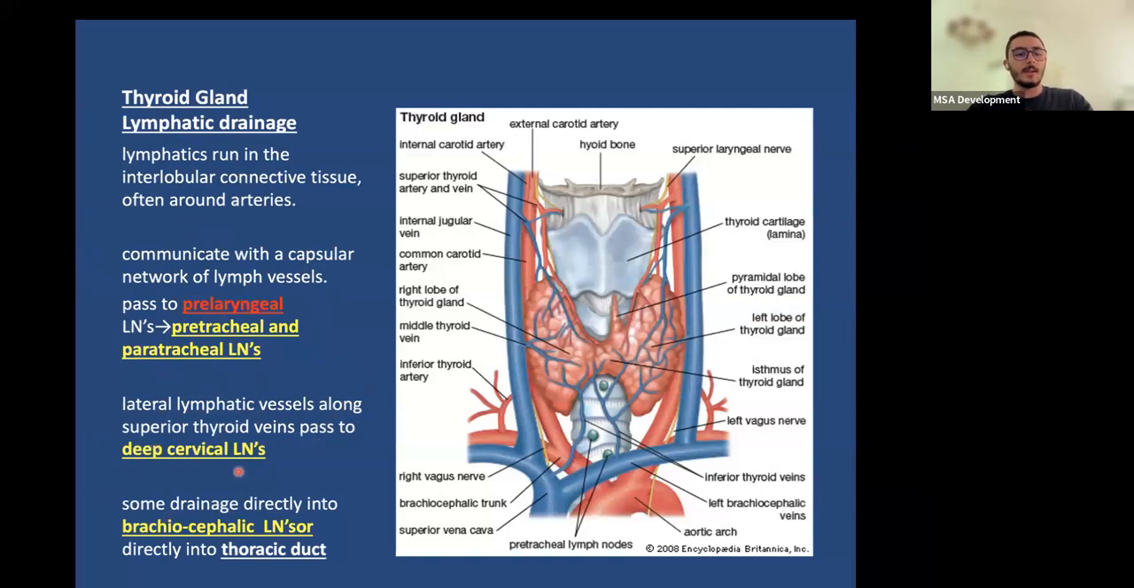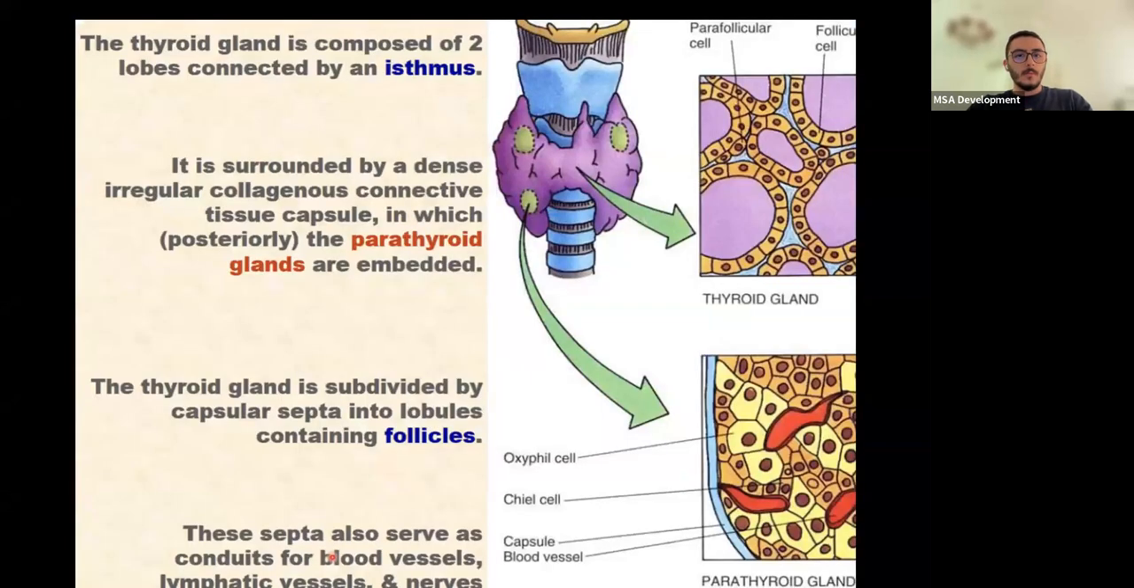Basically, just memorize that all of these yellow ones are the lymph nodes that drain the thyroid gland, and then they end up directly in the thoracic duct. This is basically trying to introduce you to the histology of the thyroid gland.